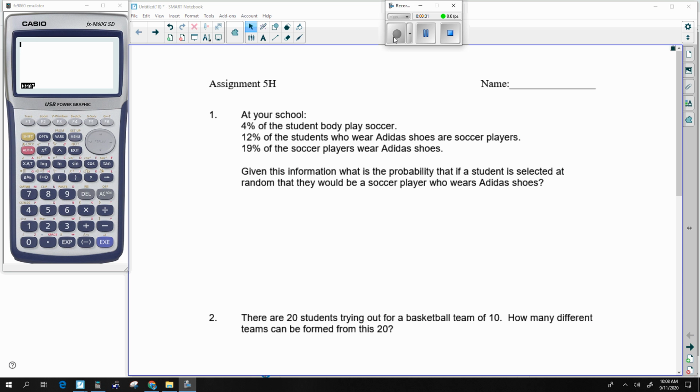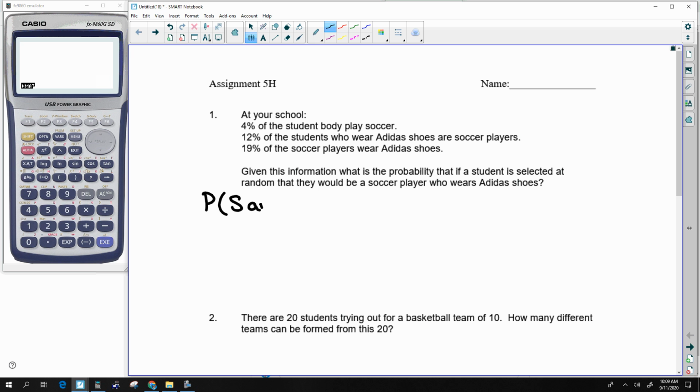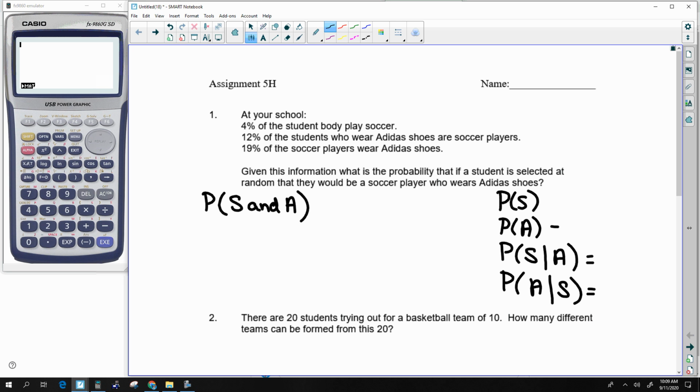Okay, question one. Given the information, what's the probability that a student selected at random will be a soccer player who wears Adidas shoes? So the probability is a soccer player and Adidas. All right, so we have potential things that we could have. Soccer players, people who wear Adidas shoes. We could have soccer players given that they wear Adidas shoes, or we could have the probability of Adidas shoes given that they're already soccer players. So these are the potential tools that we would need. Let's see what we have here.